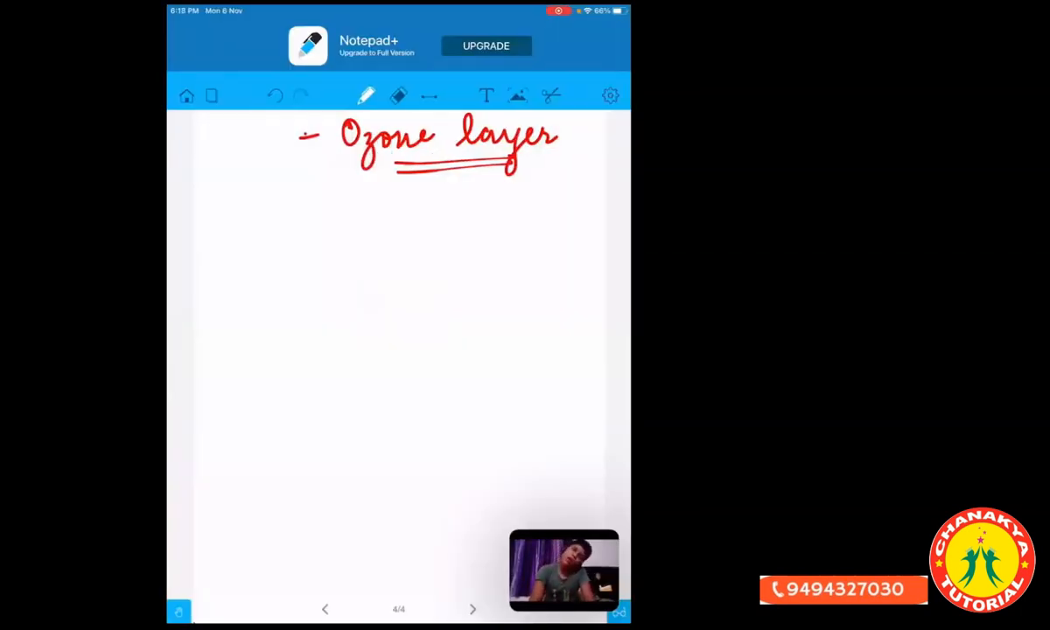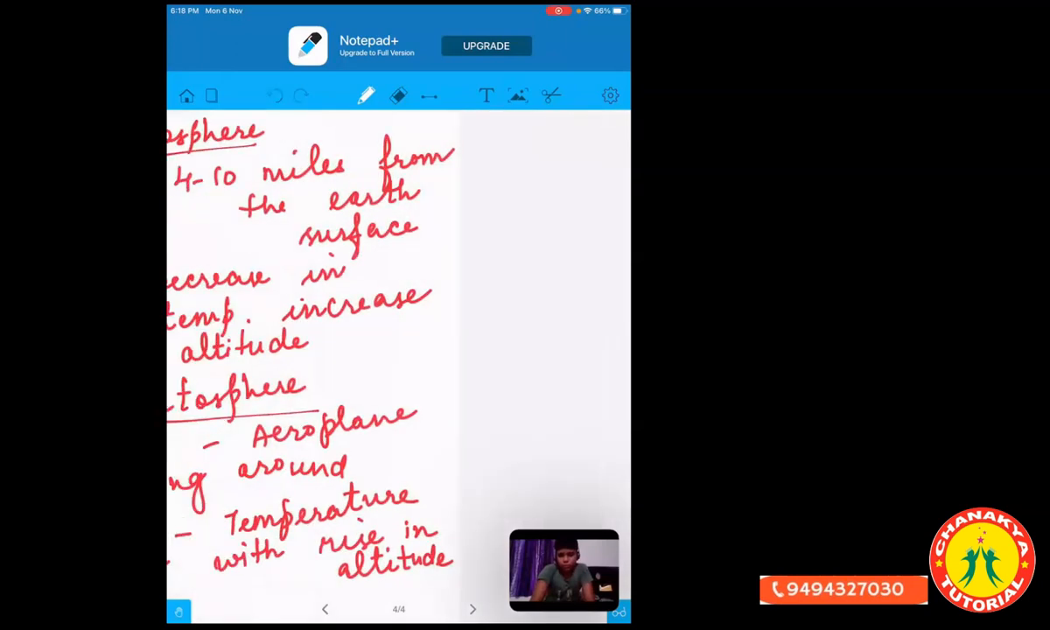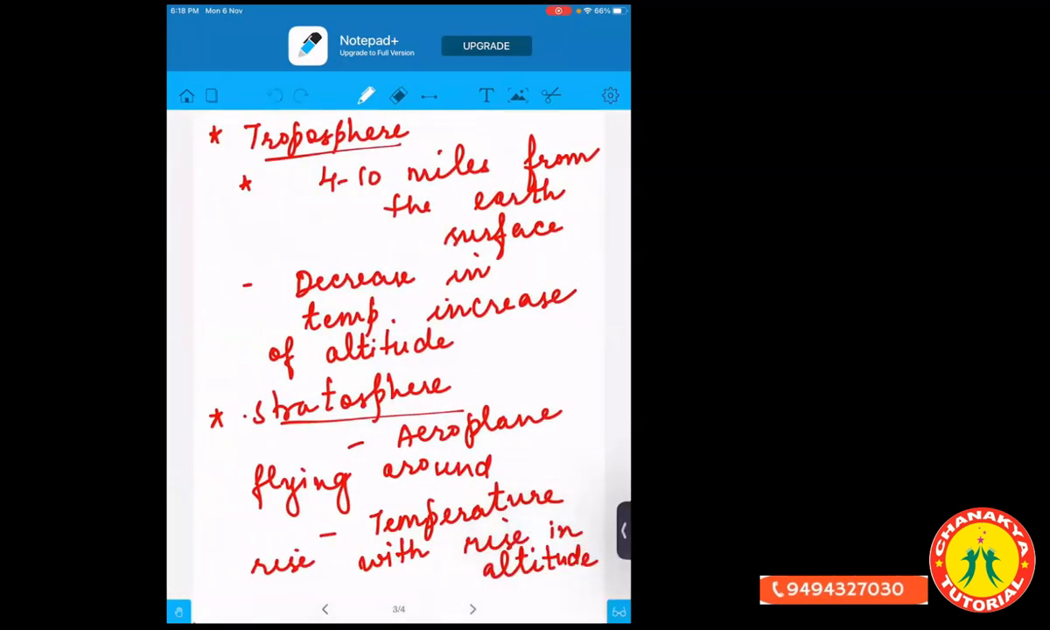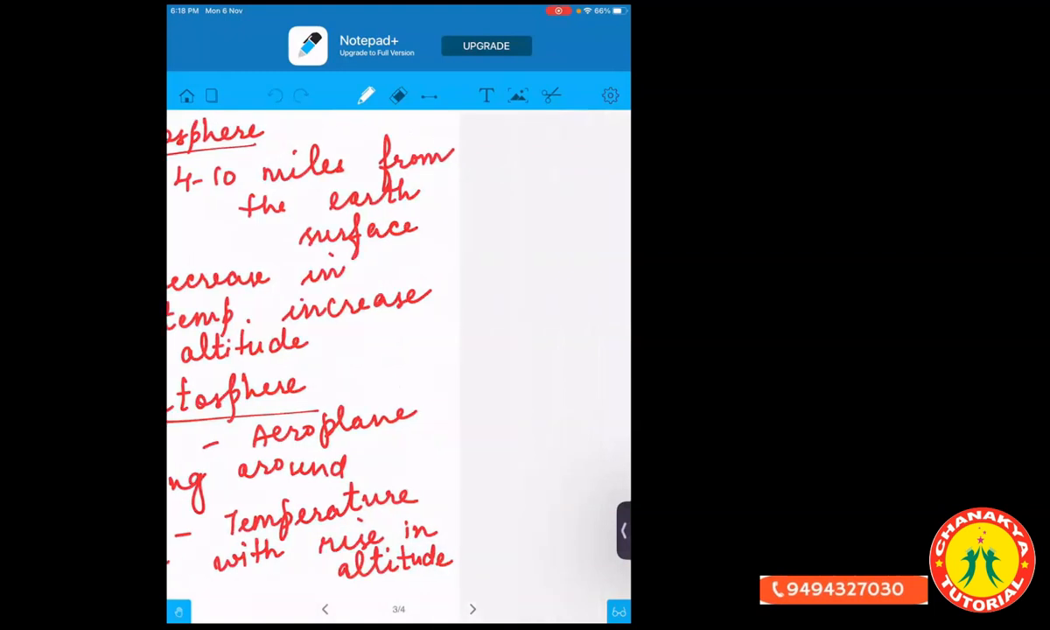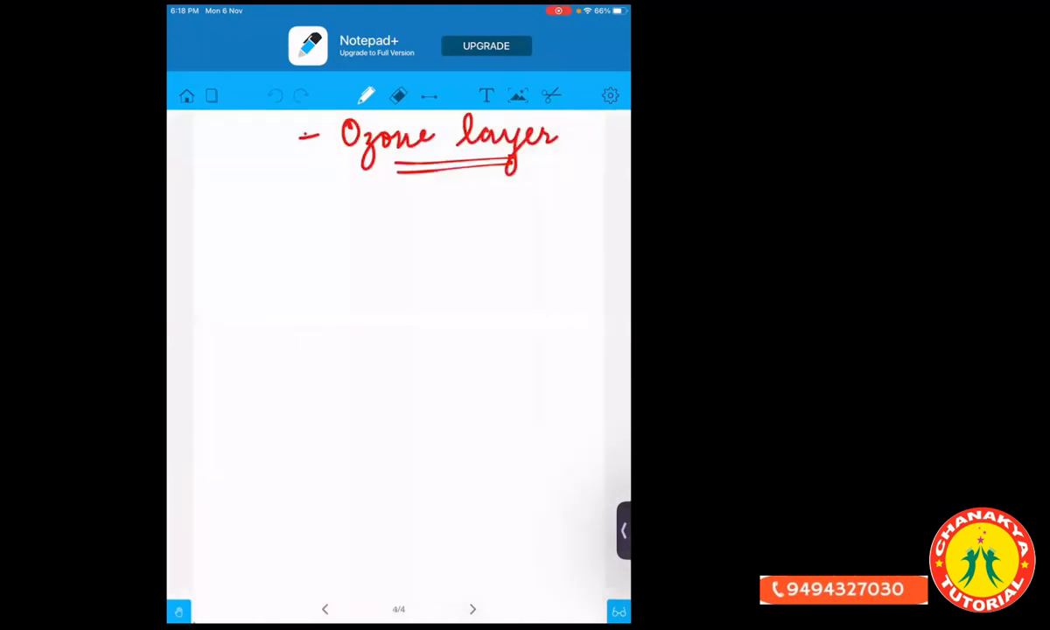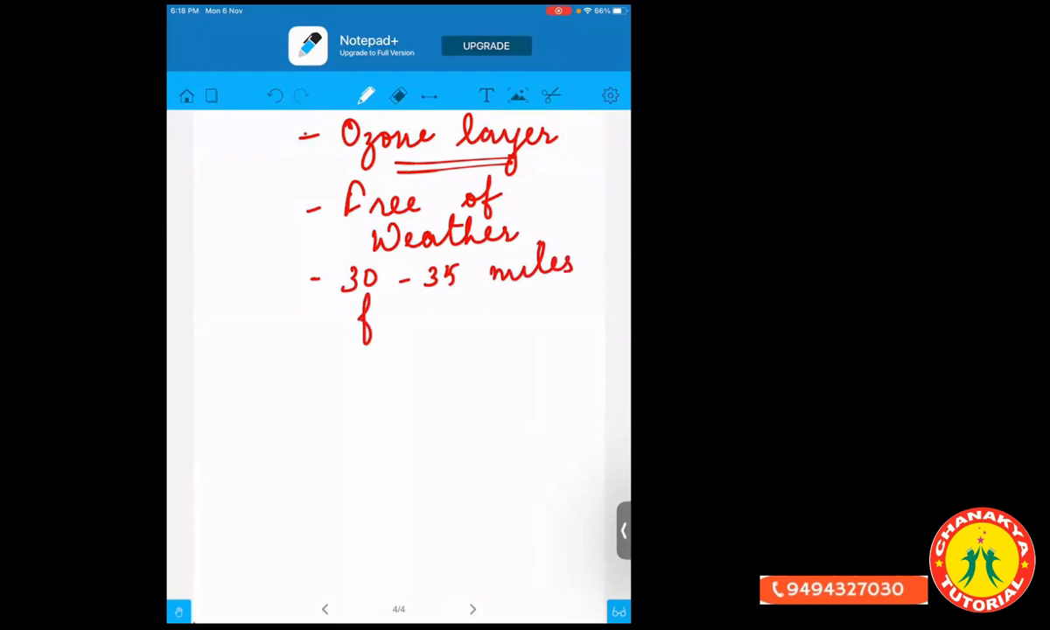So with the ozone layer damaged, the immunity will decrease. Because of this, we will get skin diseases, or cataract eye problems. Here in the stratosphere, airplanes will be flying. Temperature will increase with the increase of altitude. The ozone layer will be there. This is the layer which is free of weather. We can't feel the weather there, and it is 30 to 35 miles from the Earth's surface.